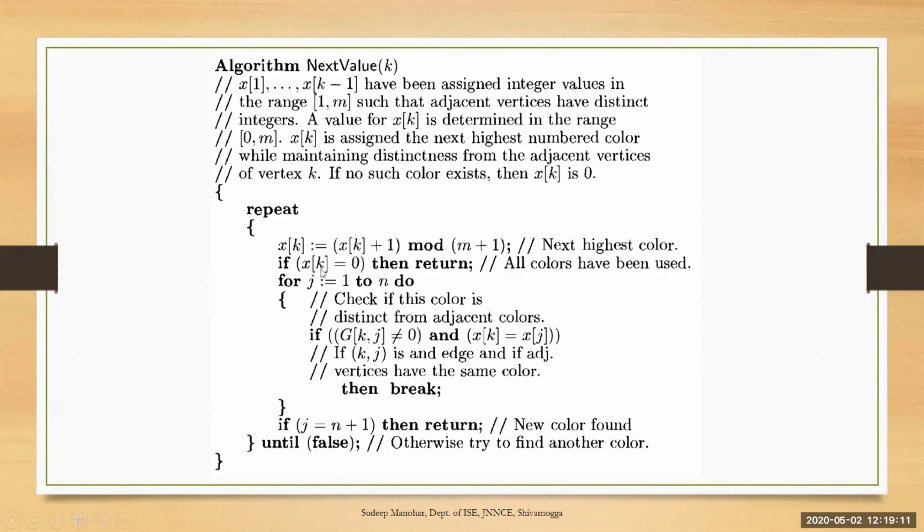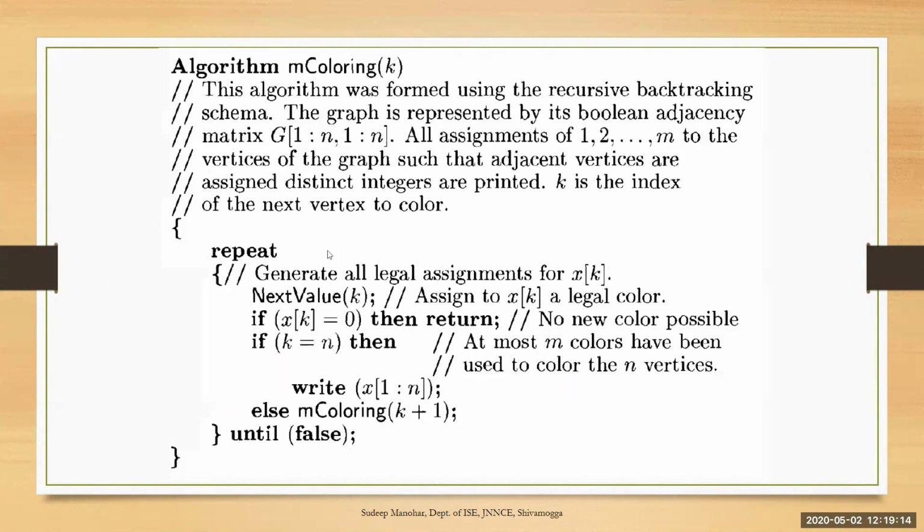Come to this. Now check what x of k is, whether x of k is 0. x of k is not 0, isn't it? x of k contains some value. If x of k is 0, that means no new color is possible, it's an infeasible solution. Now, whether k is equal to n, k is 1 now.